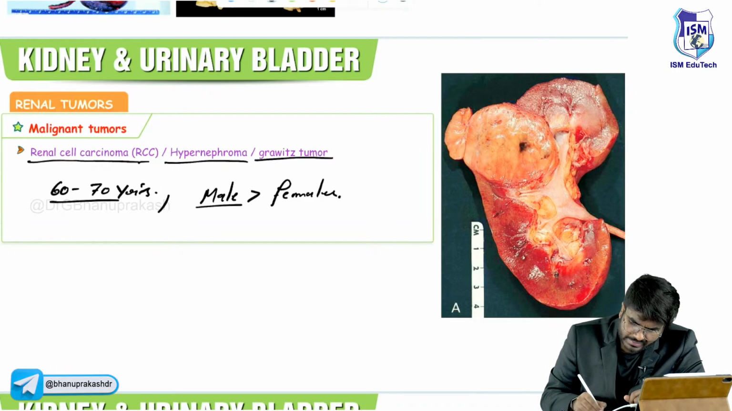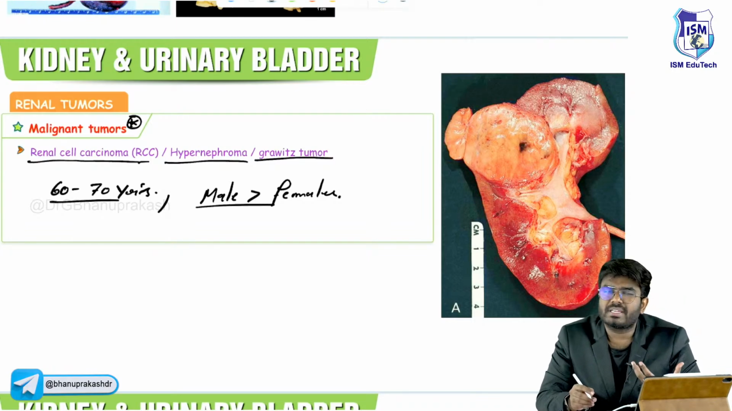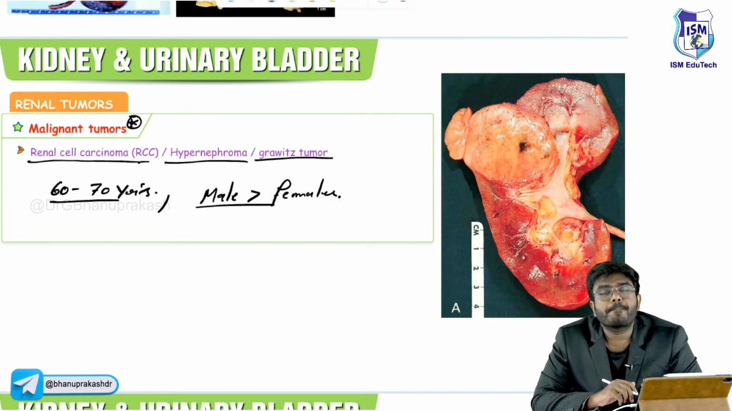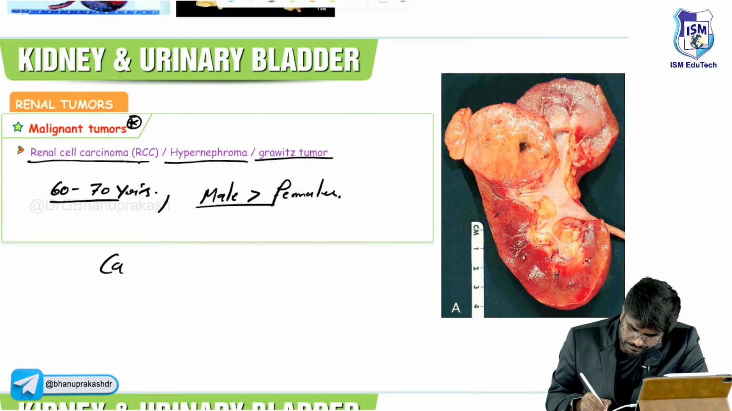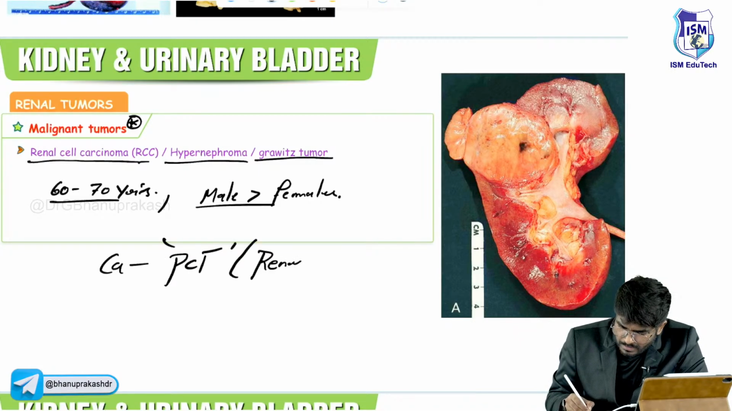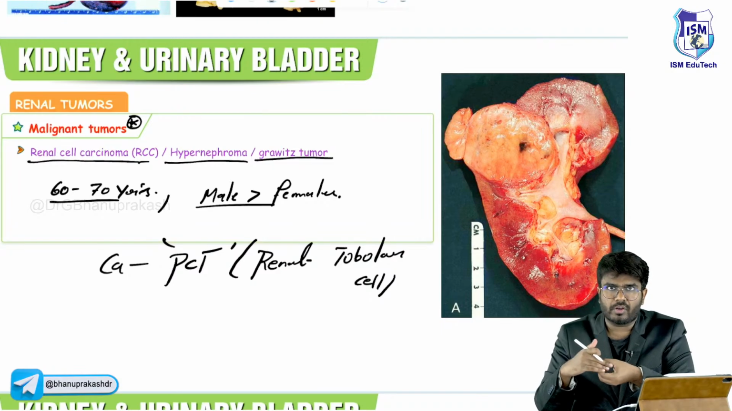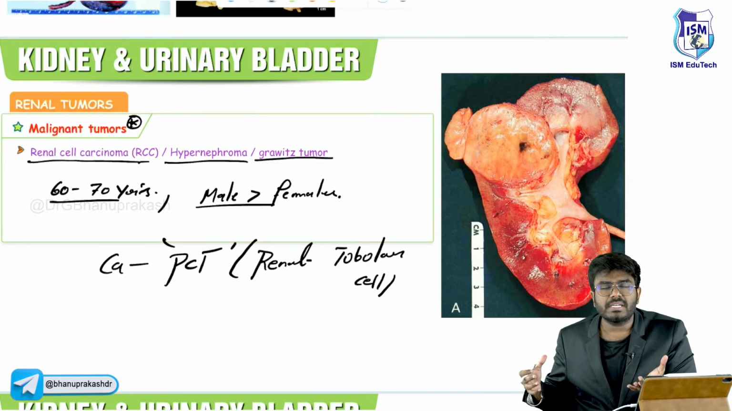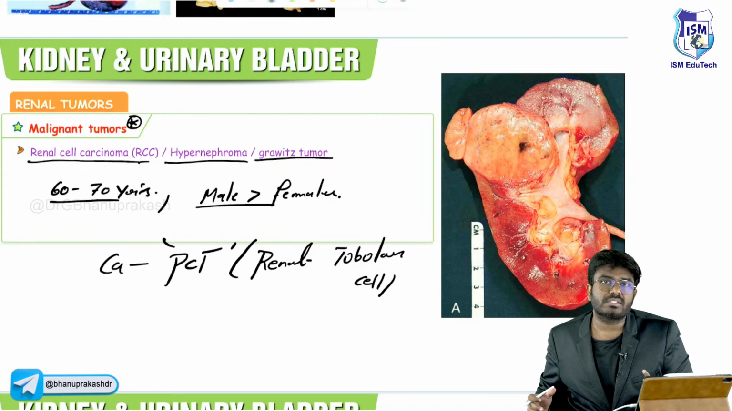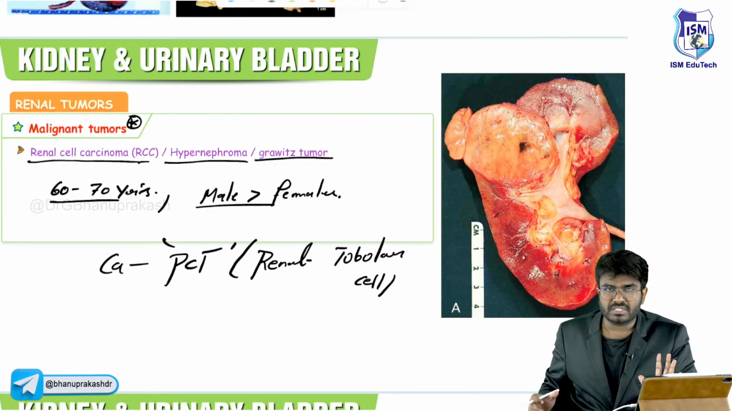It's a malignant tumor, which means a cancer. But cancer of which cells? The cancer of PCT epithelial cells, or I should say renal tubular cells. Imagine this is the proximal convoluted tubule. There will be PCT epithelial cells, and that epithelial cell is getting a tumor.